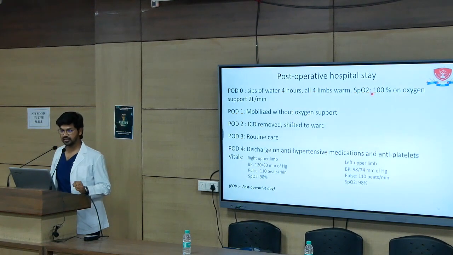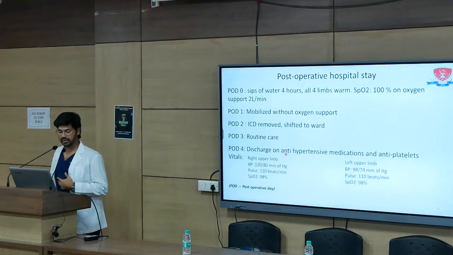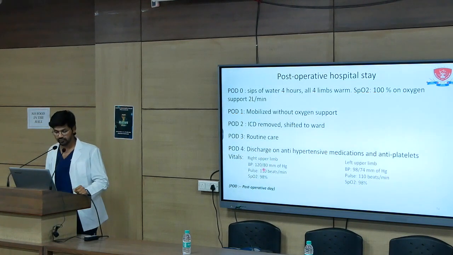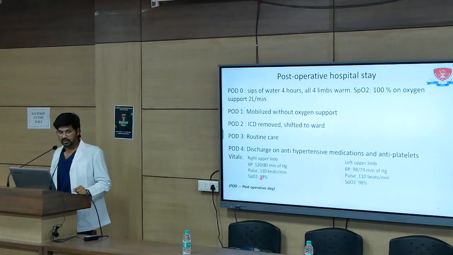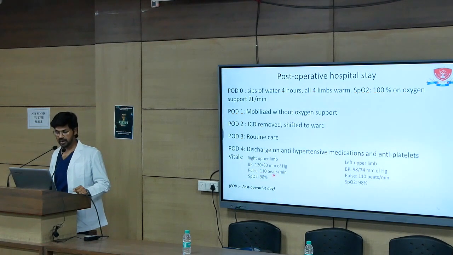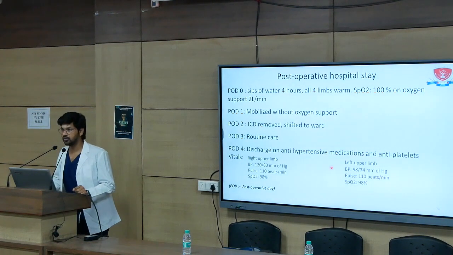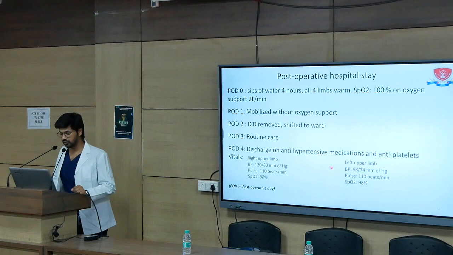On day 2, the ICD was removed and the patient was shifted to the ward. On day 3, the routine care was taken care of, and on day 4, the patient was discharged on antihypertensive medications and antiplatelet. The vitals of the right upper limb: the blood pressure is 120 by 80 mm of mercury, the pulse was 110 beats per minute and saturation was 98%. Of the left upper limb, the blood pressure measures 98 by 74 mm of Hg. The pulse was 110 beats per minute and the saturation was 98%.